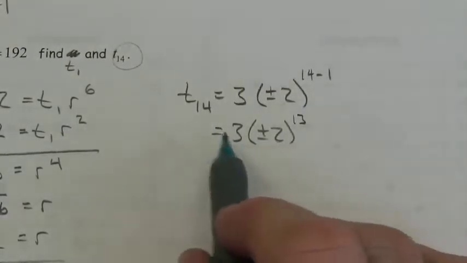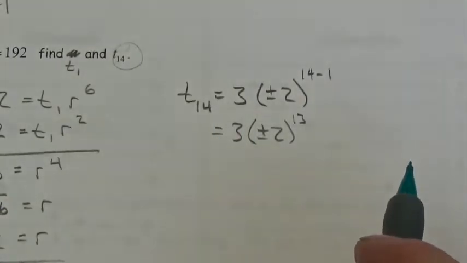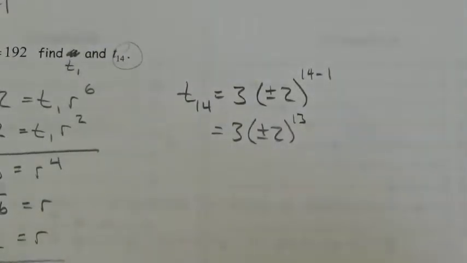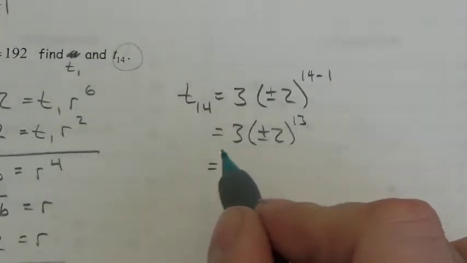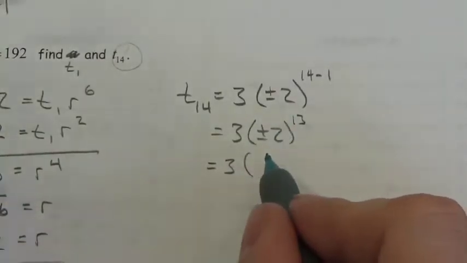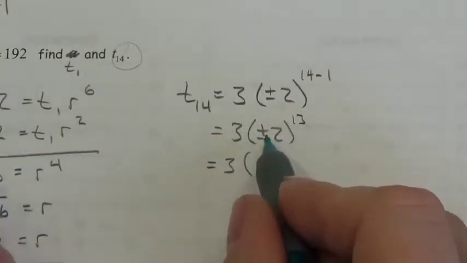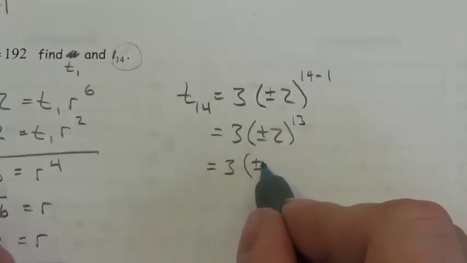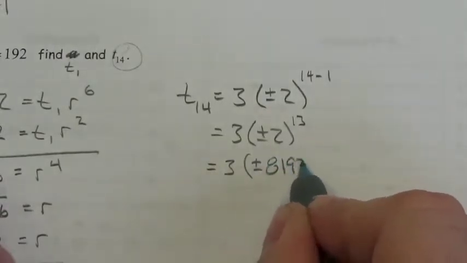Now, that's why asking for the 14th term, we'll know if you've done the r value correct. Because the answer here is going to be 3 multiplied by, well, that could be positive or negative 2 to the 13. That's going to be positive or negative 8,192.